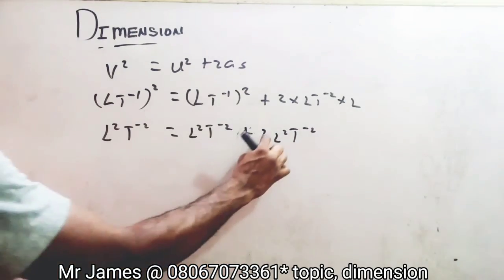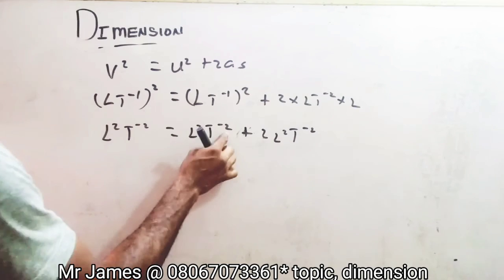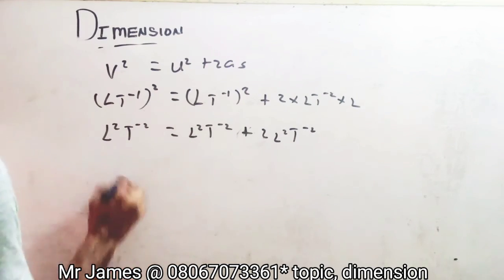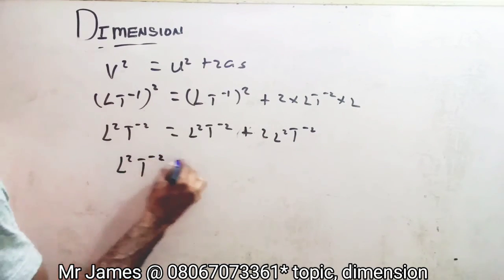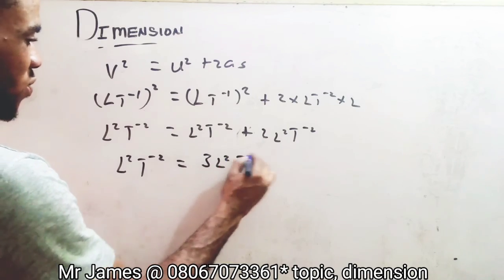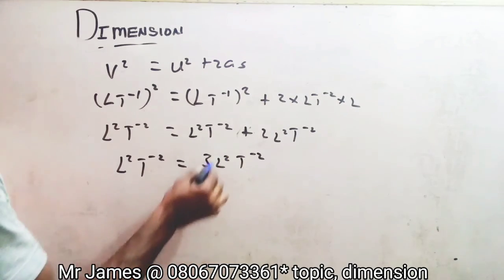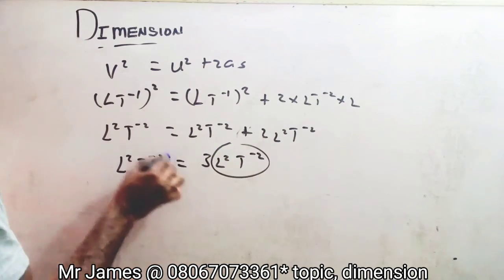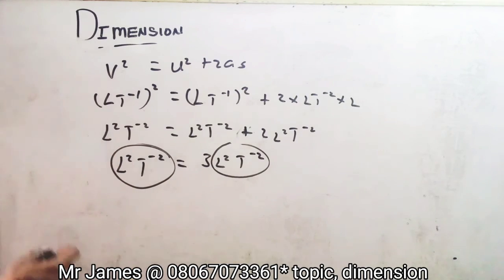So from that note, this and this are exactly the same, only that this is 2 of this plus 1 of this. I have L squared t raised to the power minus 2 is equal to 3L squared t raised to the power minus 2. Since these and these are the same, I can say they are correct. So ignoring these 3 there, that is how to use them to verify whether any formula is correct.